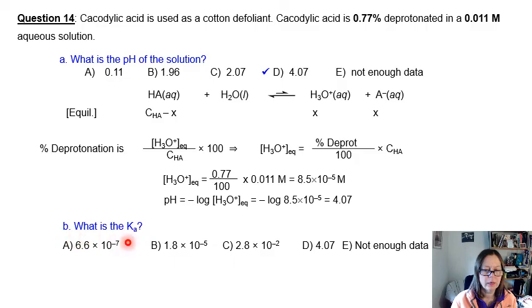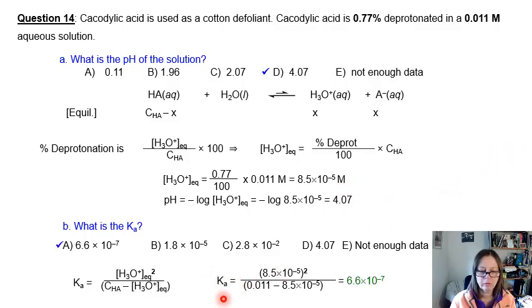One more question. What is the Ka? And again, we have different options. Remember, the expression of Ka is X squared, which is the concentration of H3O plus squared, divided by the nominal concentration minus X, which is the concentration of H3O plus at equilibrium. We know the concentration of H3O plus at equilibrium. It's 8.5 × 10^-5. So we can replace the numbers in this expression of Ka: 8.5 × 10^-5 squared, divided by 0.011, which is our nominal concentration, minus 8.5 × 10^-5. The Ka for this cacodylic acid is 6.6 × 10^-7.